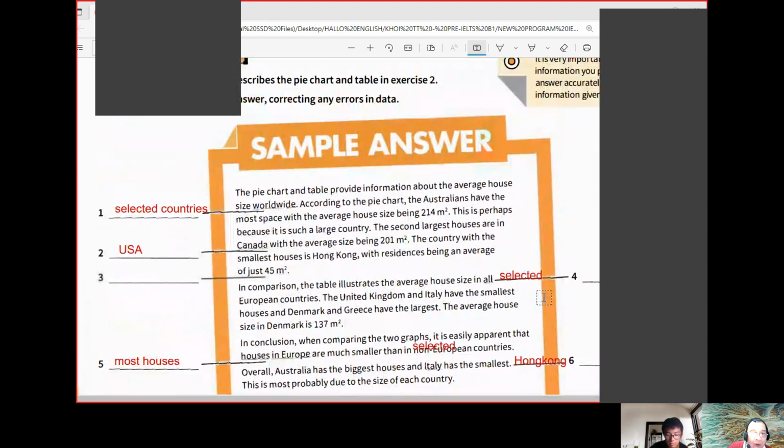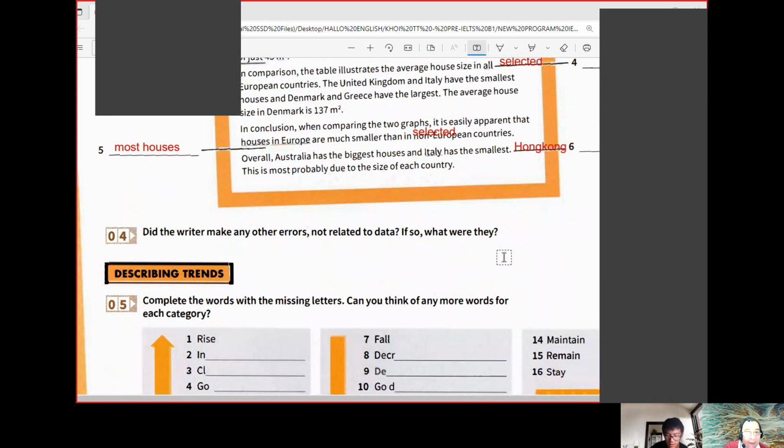There are some words that have to be corrected. Maybe she wrote this one correctly, but there are some words that we should have corrected. Maybe that would be the only mistakes. Yeah, I think so.